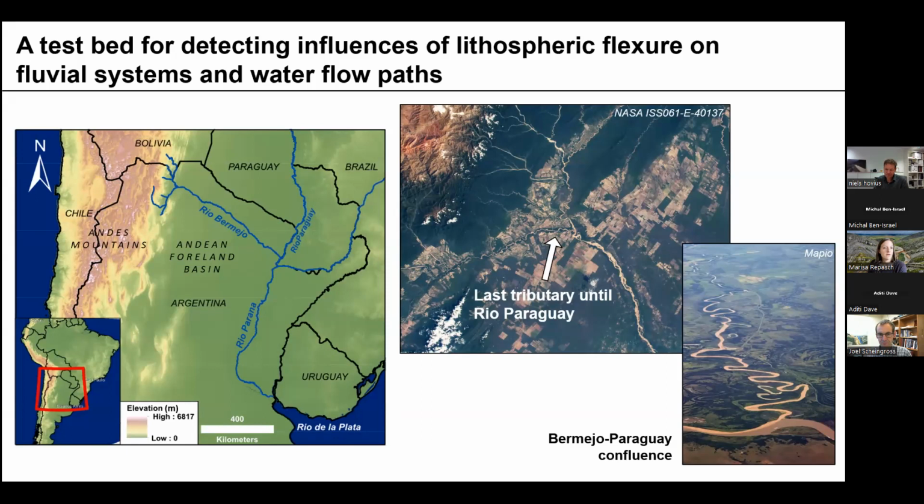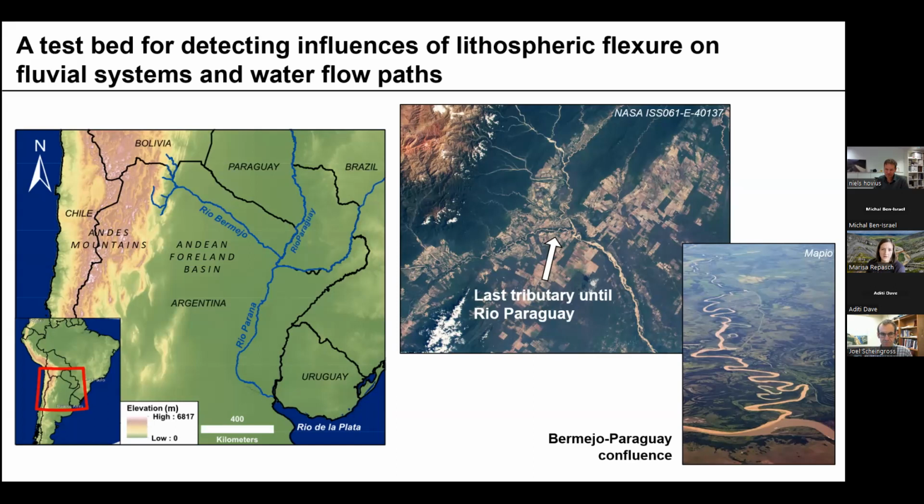So the Bermejo drains the central Andes and then flows for nearly 1,300 kilometers across the foreland basin without having any tributaries entering it. And so we can look at the fluvial geomorphology and rule out any effects that might be due to changes in river discharge or increases in sediment supply as you move downstream.